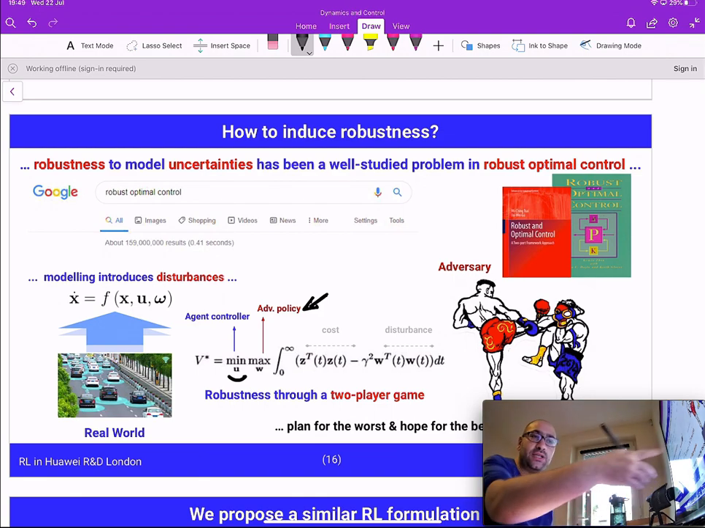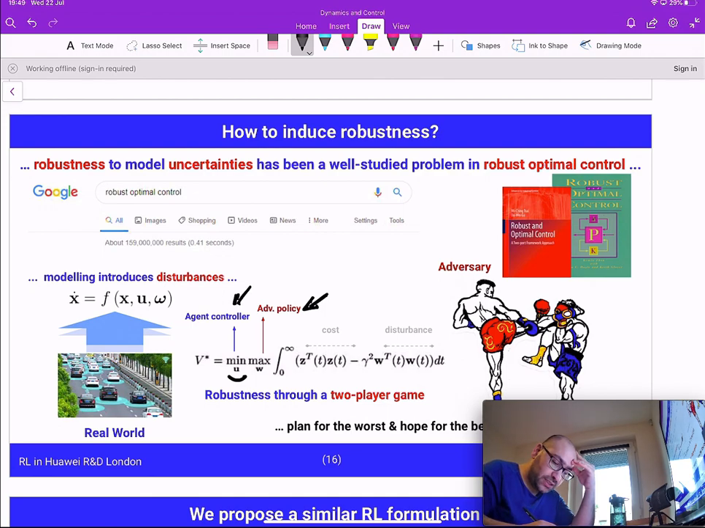And here it's like a disturbance addition. And then you try to solve this problem. So you try to find the best performing controller, the best performing controller under the worst case adversary. So that's what you do in robust optimal control.